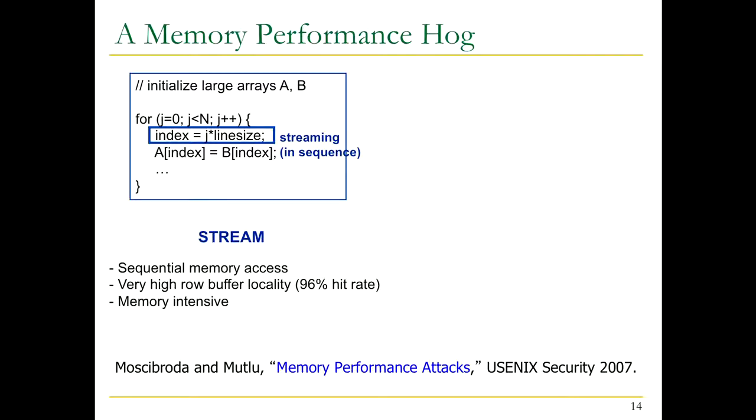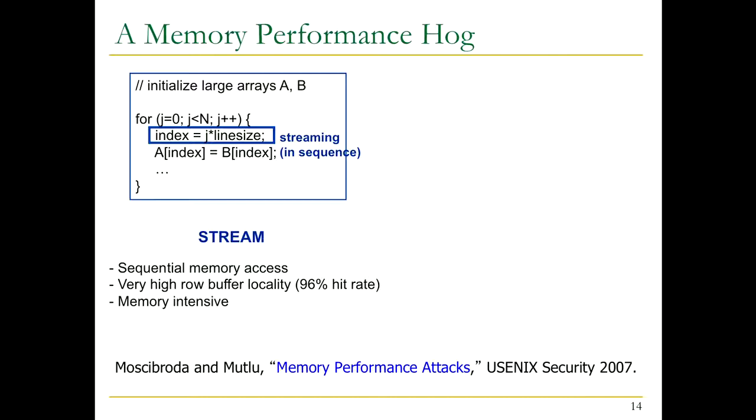It's sequential memory access. It has very high row buffer locality as a result, basically a very high hit rate, and it's very memory intensive. So you can ensure that this is memory intensive by writing the program such that every access goes to main memory.